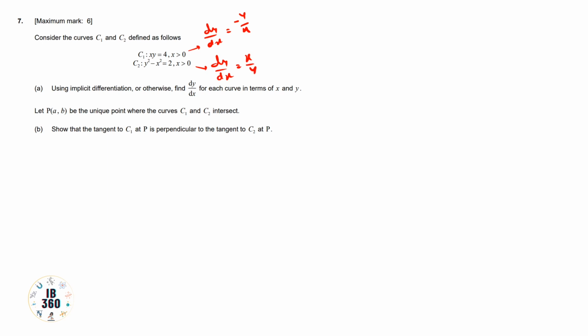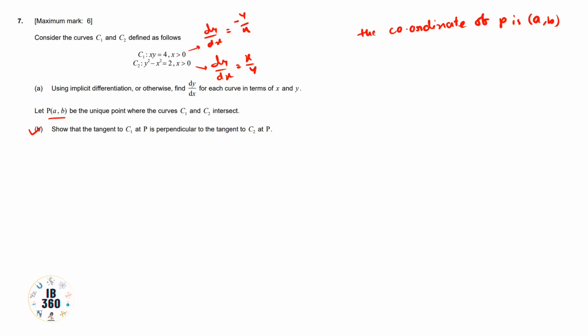x by y. Now the second problem: show that the tangent to C1 at P is perpendicular to the tangent to C2 at P. So let the coordinate of P be (a, b). So this is the coordinate of P, (a, b). Now both the curves here, as you can see, P (a, b) is given. So in this way it is given.